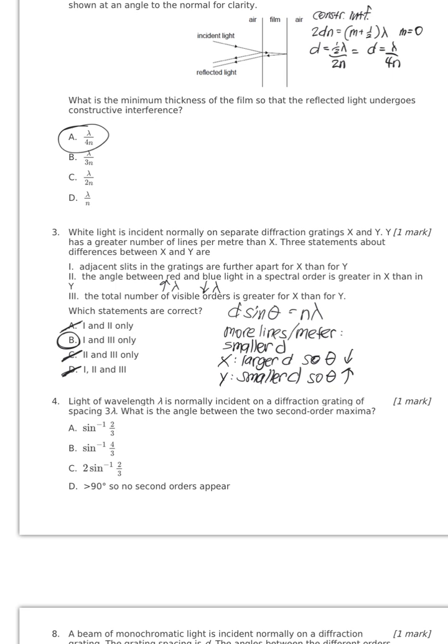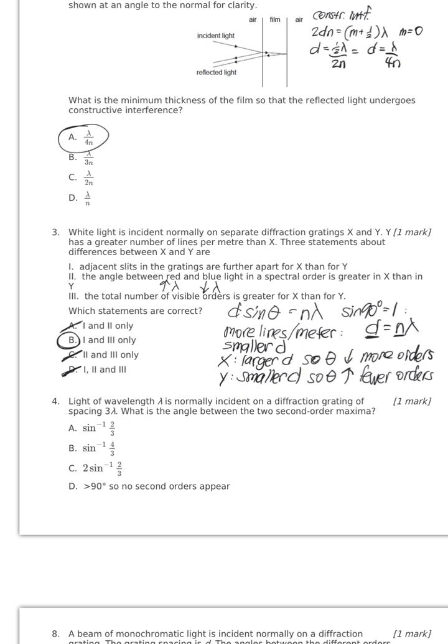So if we put in sine of 90, the sine of 90 degrees is 1, and so the maximum n count, the maximum number of orders that you can see, or basically just beyond what you can actually see, is given by d equals n lambda. And so x with a larger d, larger slit width, is going to yield more orders that you can see on the screen. And so yes, choice 3 is in fact true. The total number of visible orders is greater for x than it is for y.